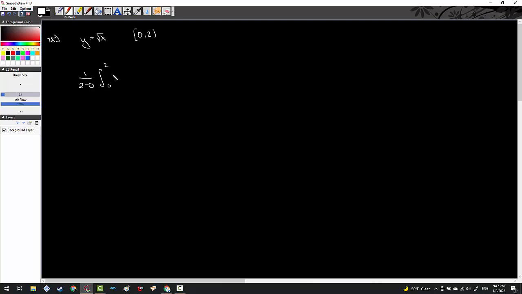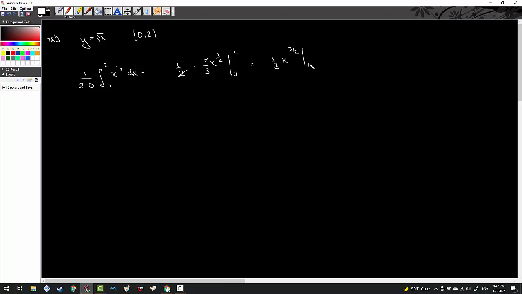So from 0 to 2, I'm going to call them x to the 1/2 dx. That's going to get me 1/2. This is the 1/2 that I'm talking about. So then times, it's going to be x to the 3/2 times 2/3. Remember, this 1/2 came from the average value portion. So now the 2's are going to conveniently cancel each other out. By the way, this is being evaluated on the interval from 0 to 2. So what I've got is 1/3 x to the 3/2 on 0 to 2.